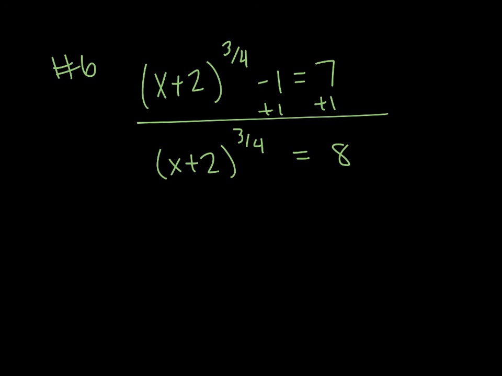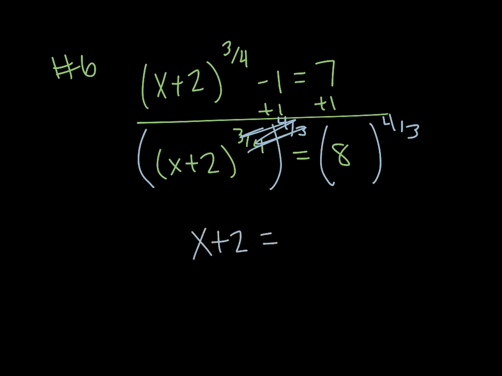So now, to undo this power, I'm going to raise it, instead of taking a square root of something, to a power that's going to make that exponent 1 and essentially make the exponent disappear. So 3/4 times what gets us 1? Well, 4/3. But remember, what you do to the left, you must do to the right. So 3 times 4 over 4 times 3 gives us 12 over 12, which is 1. So anything to the first power is just itself, and that leaves us with x plus 2.